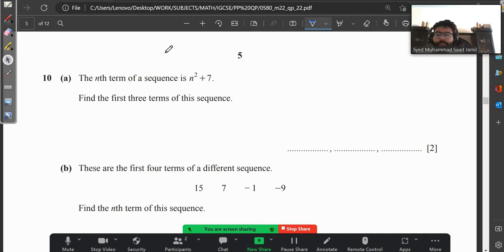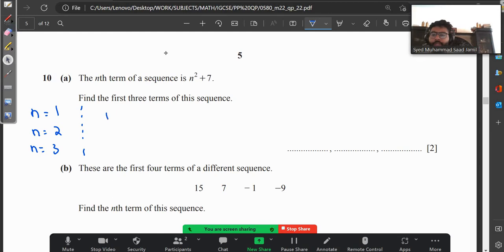Moving on to question number 10, it says the nth term of a sequence is n squared plus 7. Find the first 3 terms. Basically just take first 3 terms means 1, 2, 3. The value of n is 1, then the value of n is 2, then the value of n is 3. So you will just plug in these numbers. And n is basically the number of term.